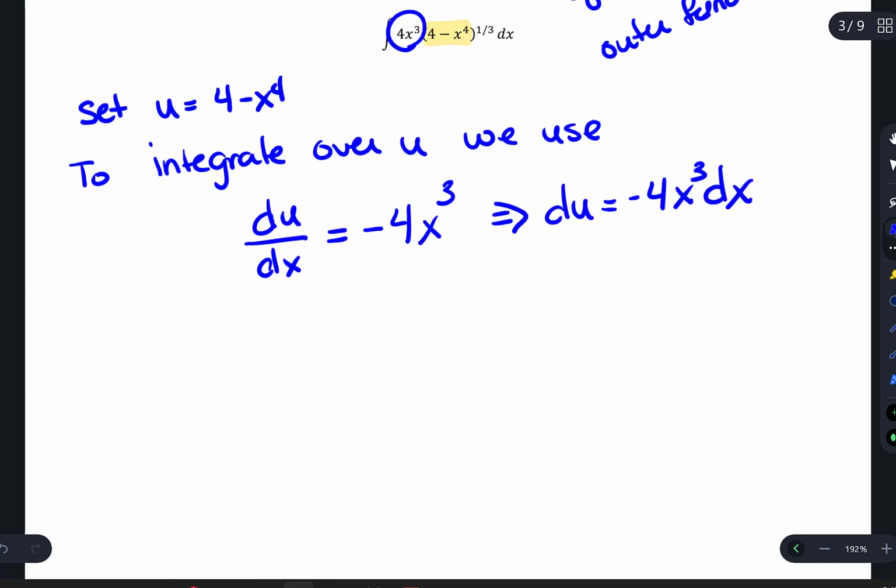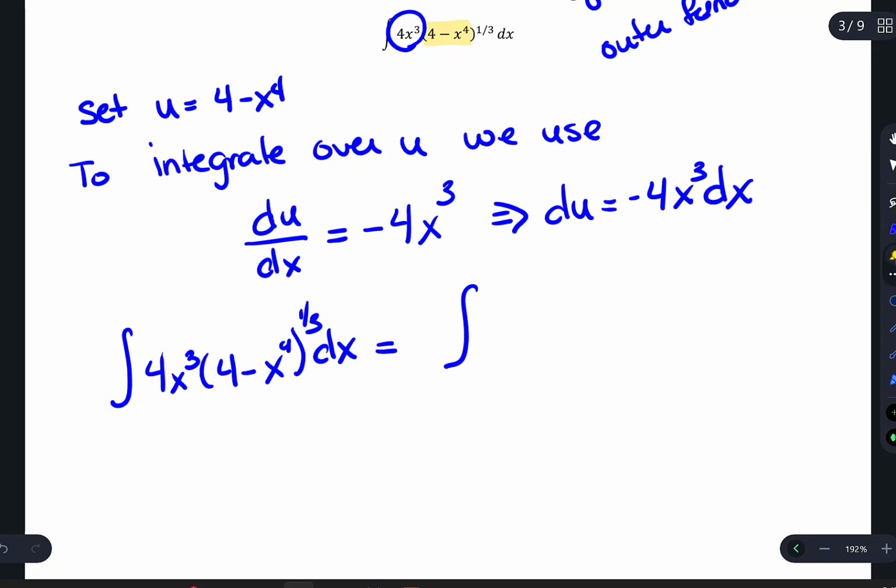So we could rewrite our integral. So we had the integral of 4x cubed times 4 minus x to the 4th all to the 1/3 power dx. And now we're going to make some substitutions. The first thing we're going to do is notice here inside the inner function we've got 4 minus x to the 4th. We know that is what u is equal to. So I'm going to have u to the 1/3.